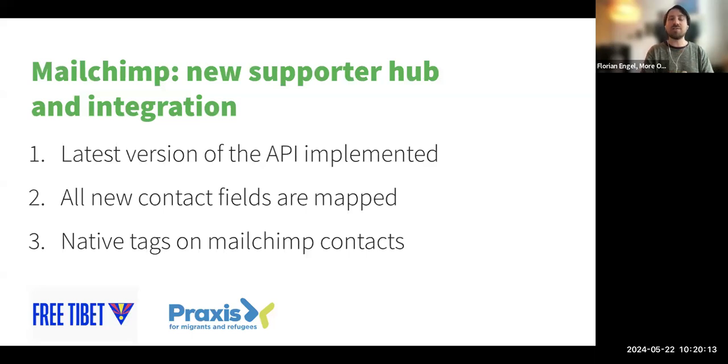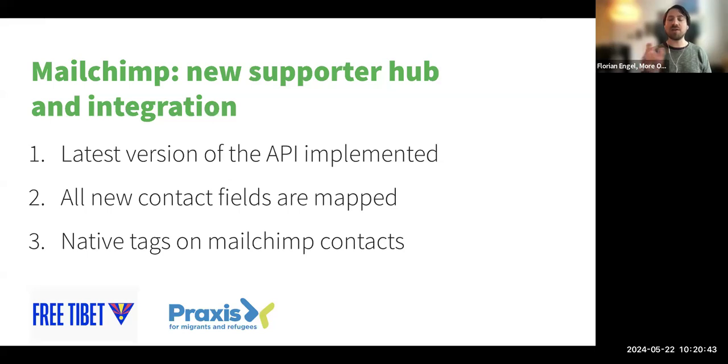What all clients using MailChimp are getting is the latest version of the API implemented. All the new contact fields that I've just outlined will be mapped. So all you need to do is add a field in MailChimp that has the right name, and then the data will automatically synchronize from Impact Stack. And the third thing that's a big improvement is that we are implementing MailChimp native tags on MailChimp contacts.